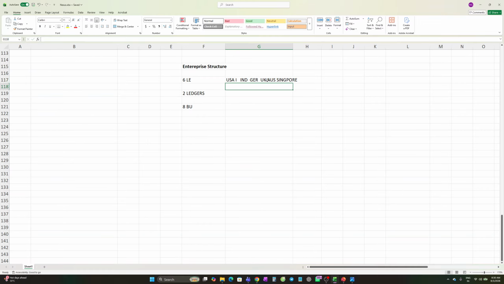The currencies of these six countries are completely different. For USA, we are using US dollars, USD. For India, we are using INR, Indian rupees. For Germany, we are using euros. For UK, we are using Great Britain pounds, GBP. For Australia, we are using Australian dollar, AUD. For Singapore, we are using SGD, Singapore dollar.